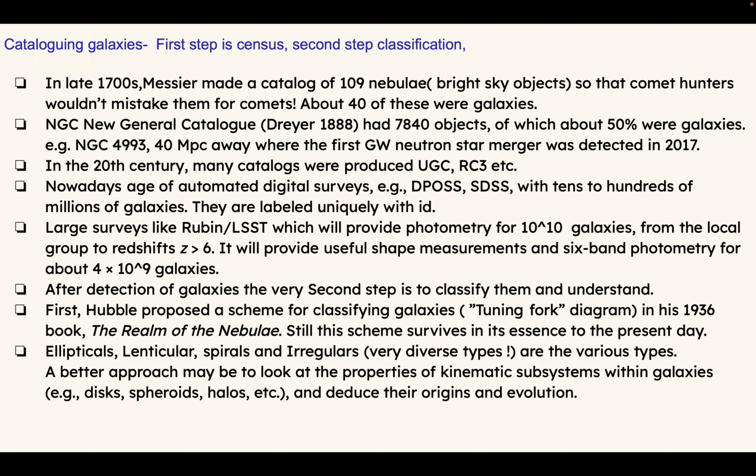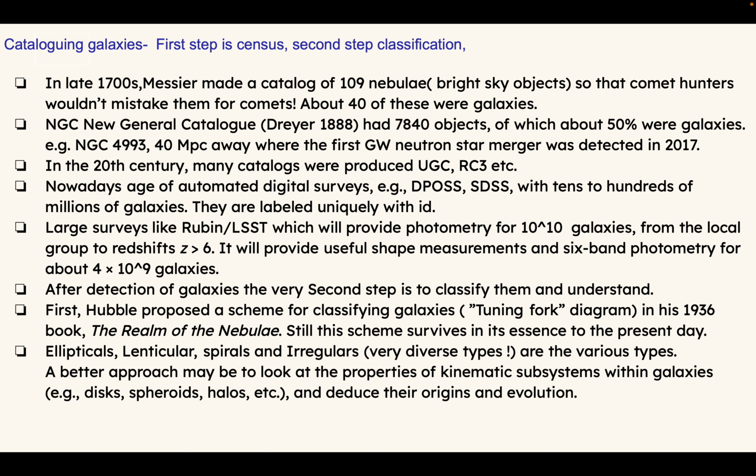One example of a hot NGC galaxy is NGC 4993, which is 40 megaparsec away, where the first gravitational wave neutron star merger was detected in 2017. So you can see that the NGC naming convention is still widely used. In the 20th century, many catalogs were produced, such as the UGC catalog, RC3 catalog, etc.